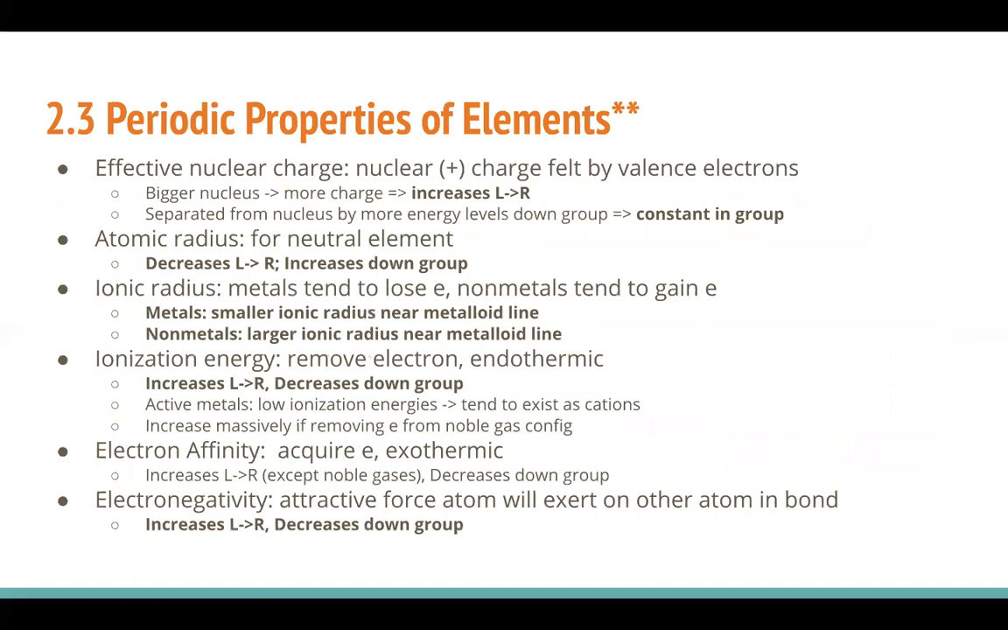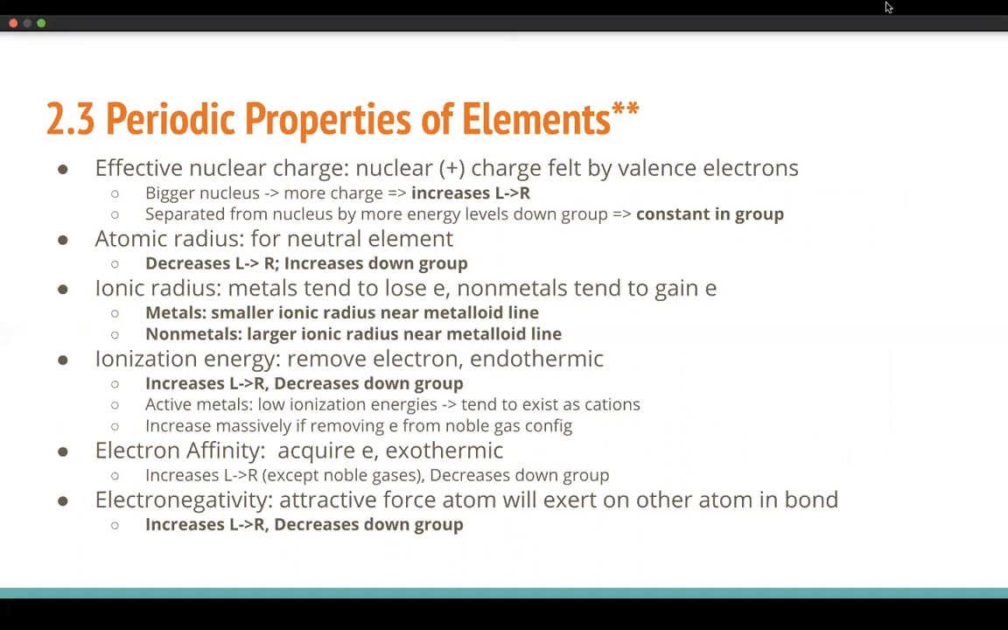Okay, so firstly, effective nuclear charge is the positive nuclear charge felt by the valence electrons. Based on magnetism, negative electrons are attracted to the positive nucleus. So a bigger nucleus means more positive charge, and effective nuclear charge increases from left to right, because going left to right on the periodic table increases the protons, so it's more positive and has more attractive force.